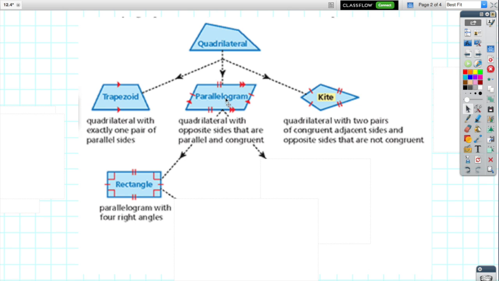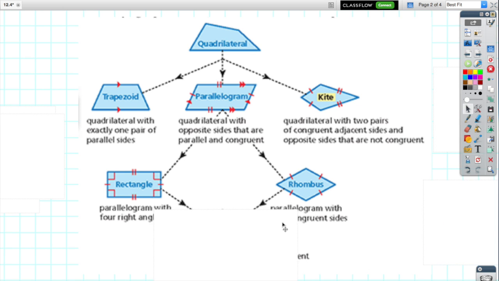All right, now parallelogram, if we branch off in a different way, I'm going to have to move this a little bit here. Ignore this bottom one for now. If we take a parallelogram but then change special characteristics about it differently from how we did the rectangle, we get a rhombus. So notice, it's still a parallelogram. These two sides are parallel, these two sides are parallel, and the only difference is, instead of just this pair or this pair being congruent, all four sides are congruent.